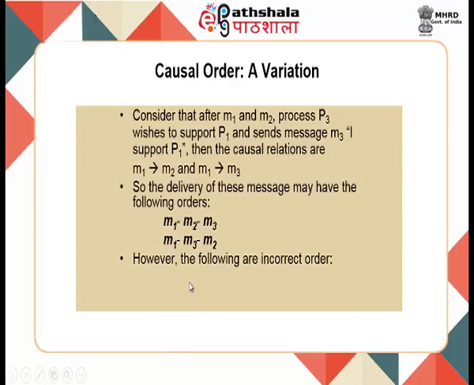Now, these messages may or may not be sent by the same process. But in a causal ordering, all messages sent by the same process are considered to be causally related. They are causally ordered. So, we will just continue with the earlier example. M1 M2 cannot be violated and M3 M1 cannot be violated. So, these are all wrong.